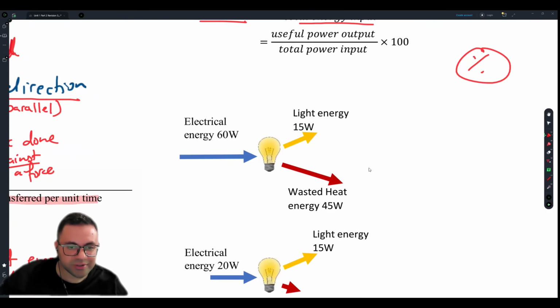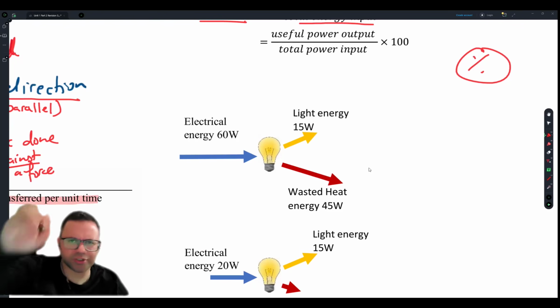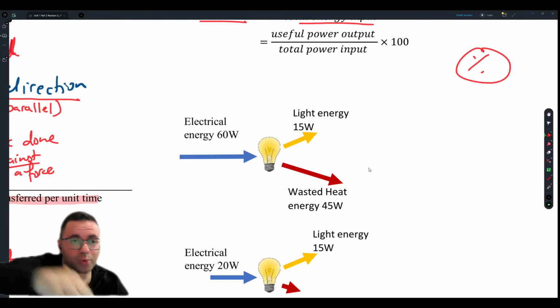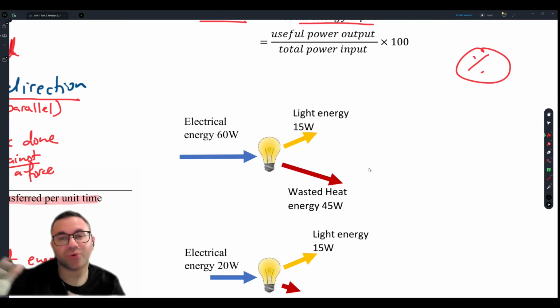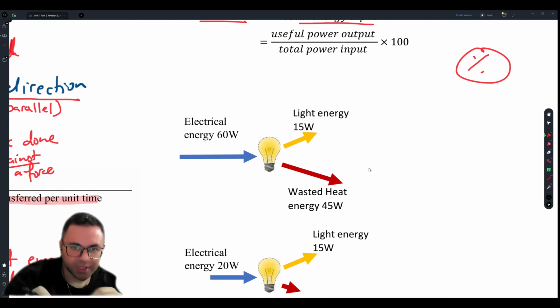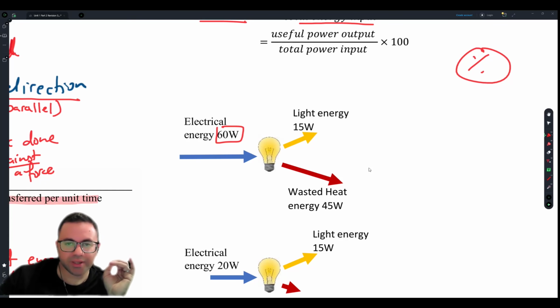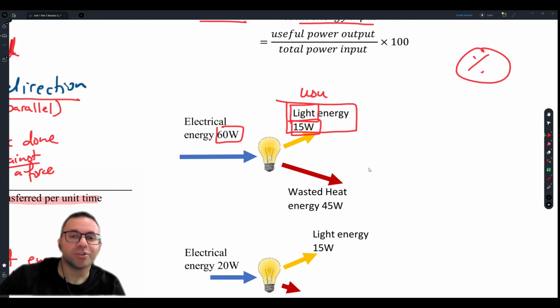Any energy transfer follows the law of conservation of energy. Energy cannot be created or destroyed, it can only be changed from one form to another. But nobody said all of the energy transformed is useful. Sometimes the energy transformed is considered a waste. Here's a light bulb. It takes in 60 watts of power, and it gives out 15 watts of light. Light is the function of a light bulb, so this is what we consider useful output.